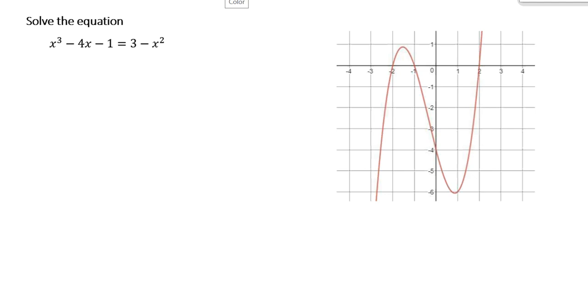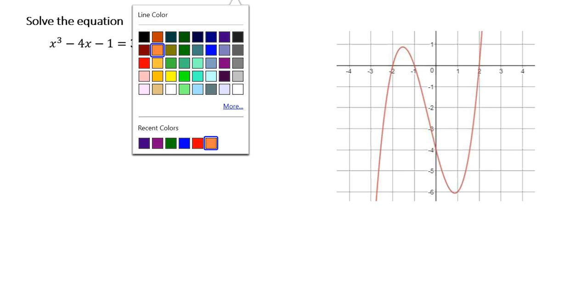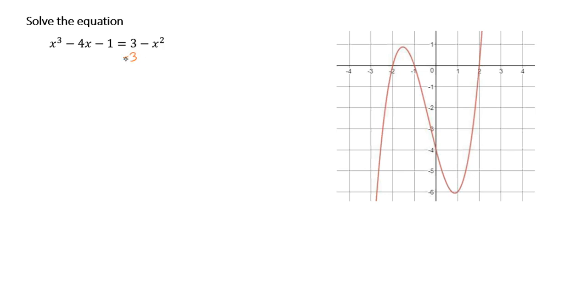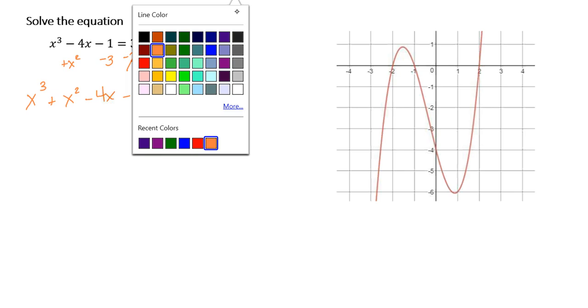Okay, this one, it isn't set equal to 0 yet, so that's going to be our first step. We're going to subtract 3 and add x squared. So it looks like this, x cubed plus x squared minus 4x minus 4 equals 0. Now, when you look at that, hopefully you see that there are 4 terms, so you could do factoring by grouping. But let's say you didn't recognize factoring by grouping, right? Maybe you didn't see that right away.